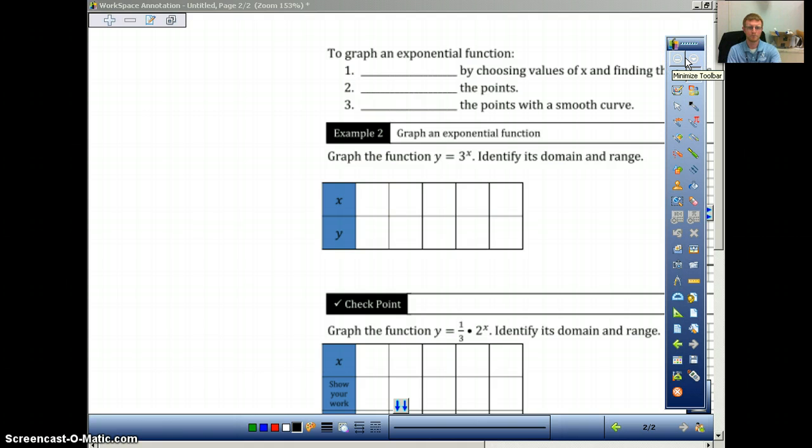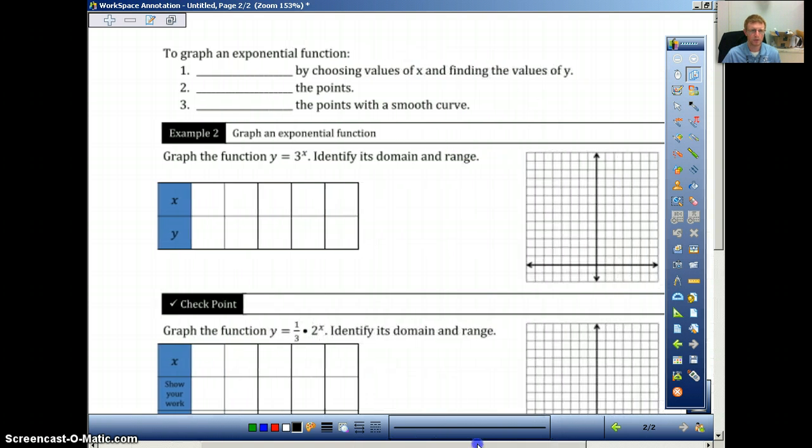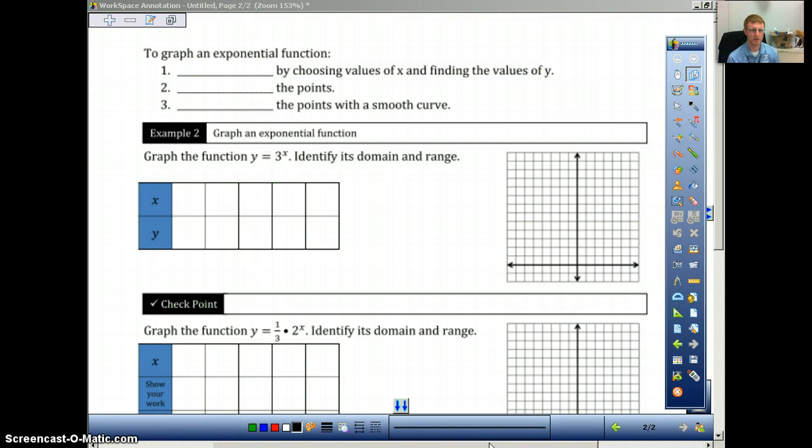So for this one, what we're going to do is talk about graphing. Graphing is actually not that much more difficult. It's kind of going in the opposite direction of what we just did. But our steps are going to be: we always start by choosing values of x. Then we're going to plot the points, or graph the points. And then we're going to connect the points with a smooth curve.